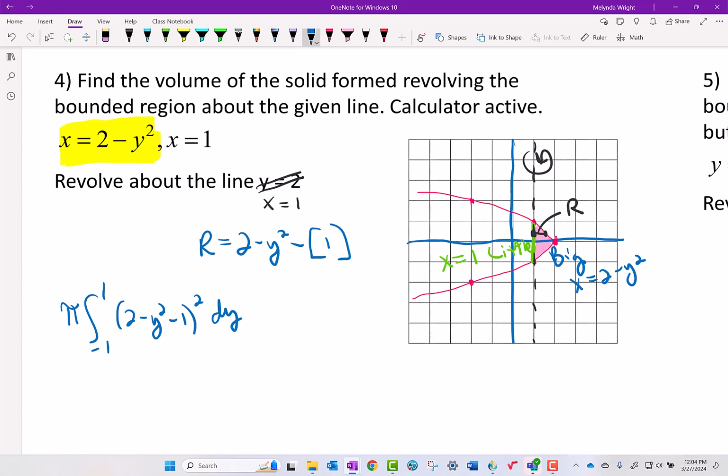And if we stick it in the calculator, which I did, it's 3.351. Okay, are we okay? One more.